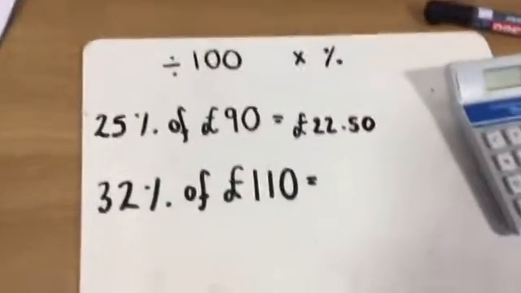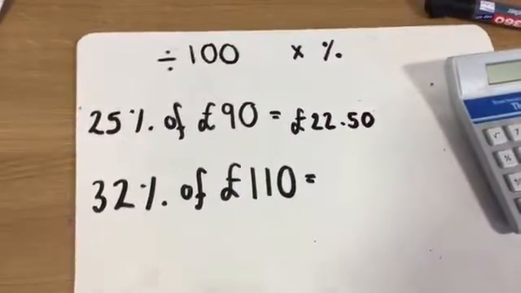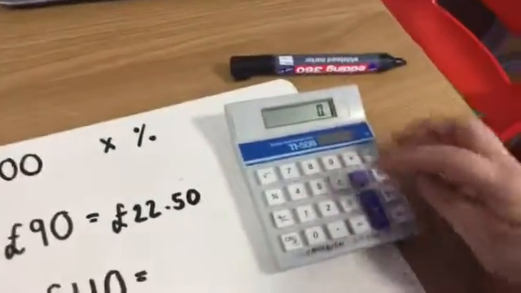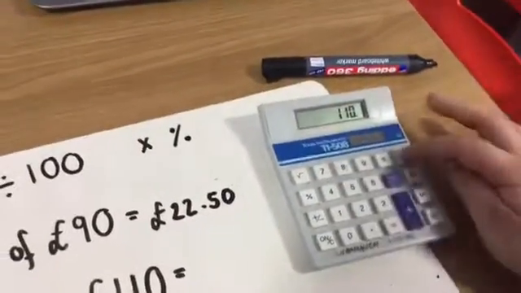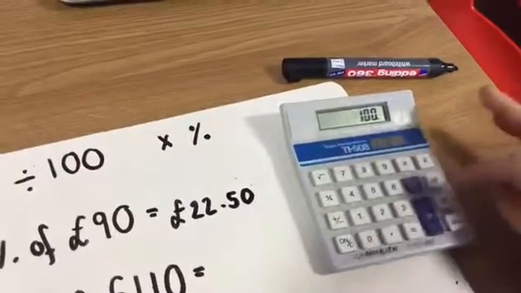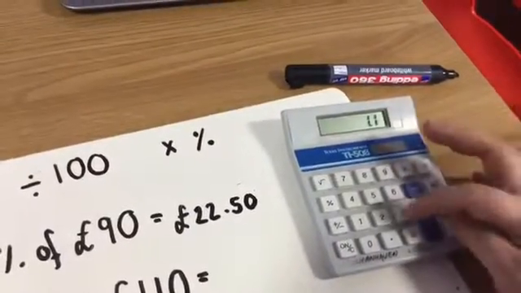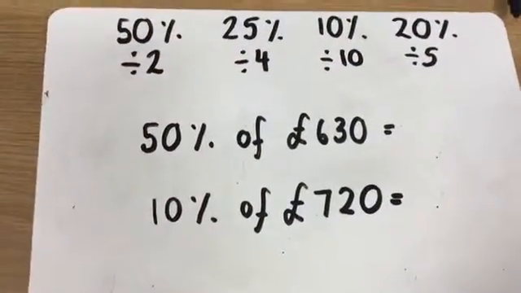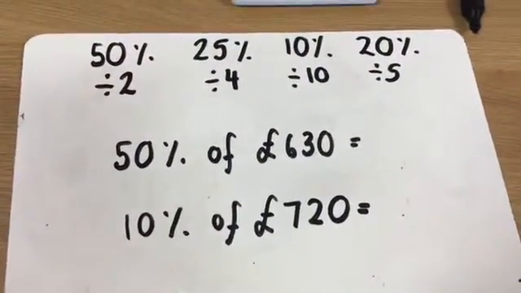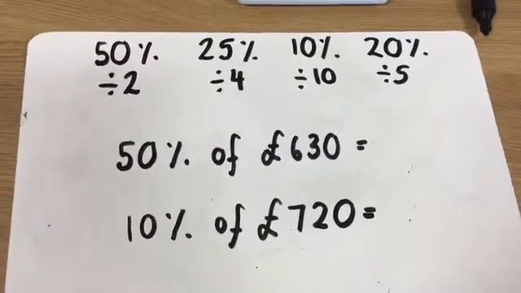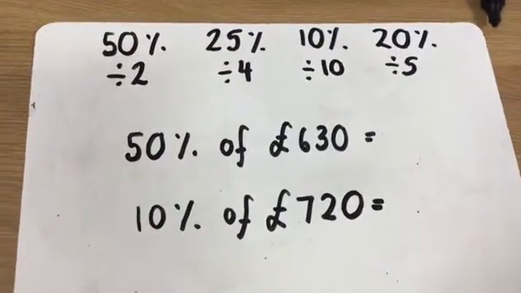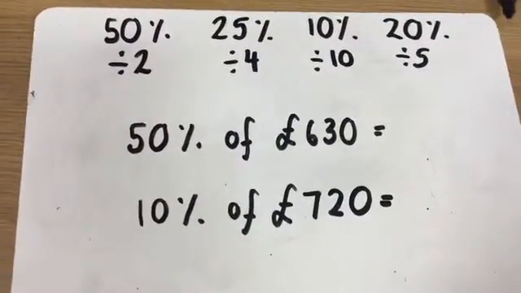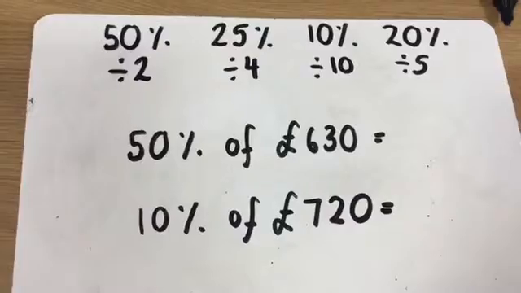Another example, if you're finding 32% of £110, so we start again with our amount, so 110 divided by 100, and then we times that by 32. So also, when using a calculator to calculate percentages of given amounts, we sometimes, once pupils are familiar with the dividing by 100 and multiplying method, introduce some quick tricks or quicker methods to get there.